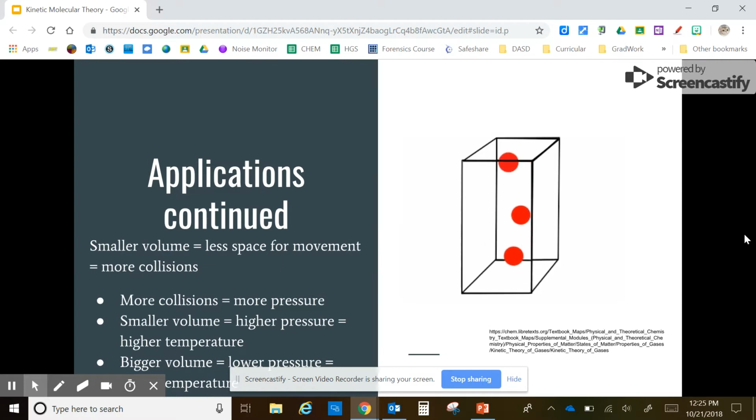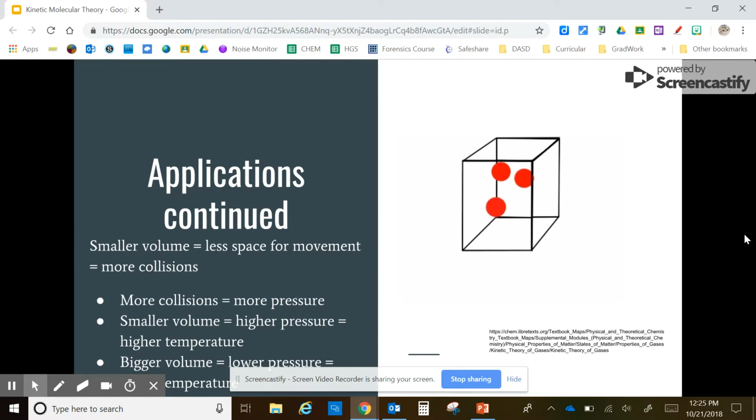So pressure and temperature are a direct proportional relationship. Volume and pressure are an inverse relationship. So if volume goes down, pressure goes up. We see the converse, and you can almost see this in this picture here, that as the volume gets bigger, the particles are running into each other less because they have more space to move. They're not bouncing off of as many things. So the pressure is going to go down as the volume gets larger. So these are the applications of the kinetic molecular theory.